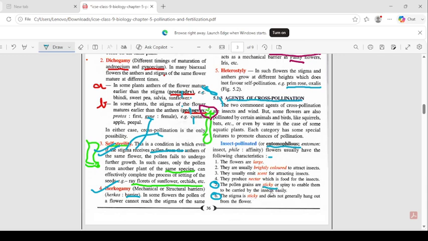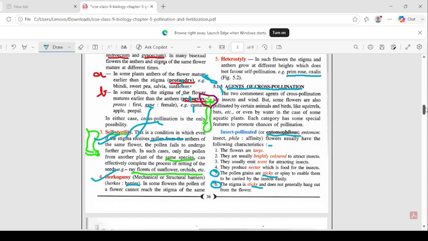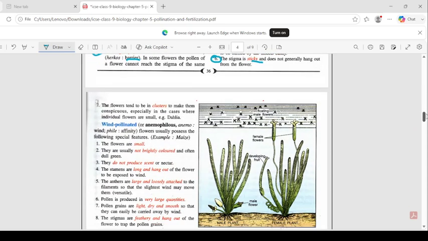It will produce a large number of pollen grains which are sticky, so that whenever any insect is sitting on the plant to get nectar, these pollen grains will stick on their body and can be transferred to the next flower. And when we talk about a stigma, it is obviously exposed and sticky so that it can easily receive the pollen grains. So these are some of the characteristics.